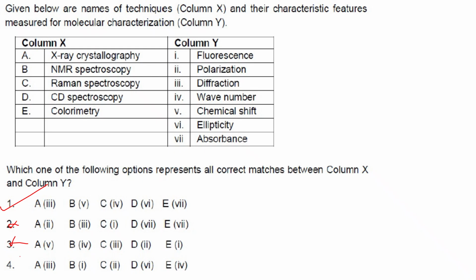So if you know 2 of them, happily you can eliminate 2, 3 and 4. 1 is your answer. Then Raman spectroscopy, again it is wave number. CD spectroscopy, it is ellipticity, and colorimetry, it is absorbance, Beer-Lambert law. So even if you don't know B, C and D, and only know A and E, then also you can get the answer. Okay, see here, A is 3 and E is 4 in case of option 4, but you know the answer as E is 6. So happily you can go for 1.